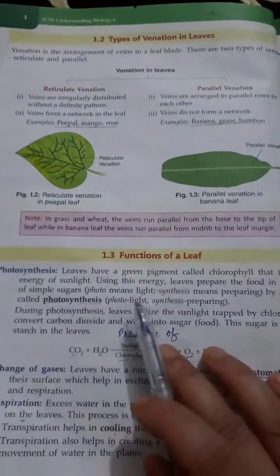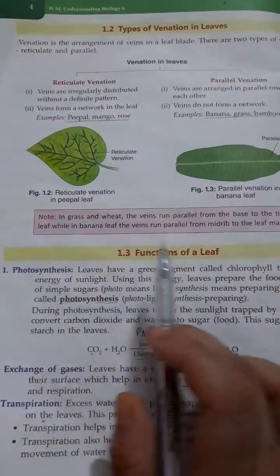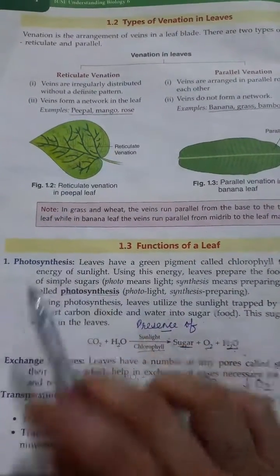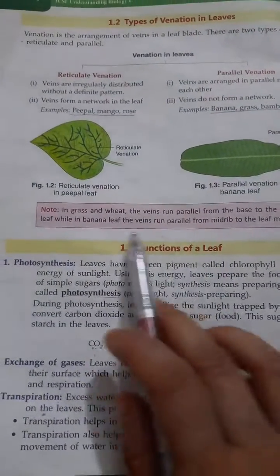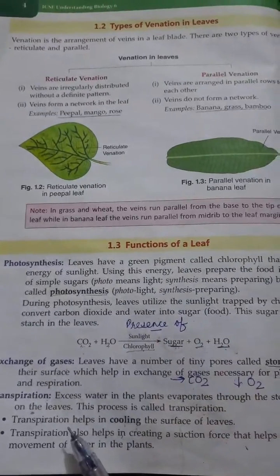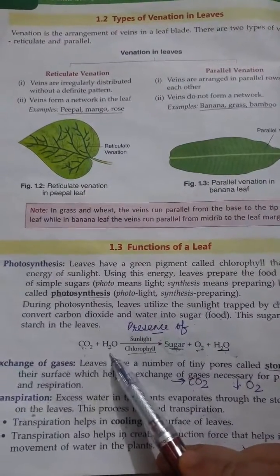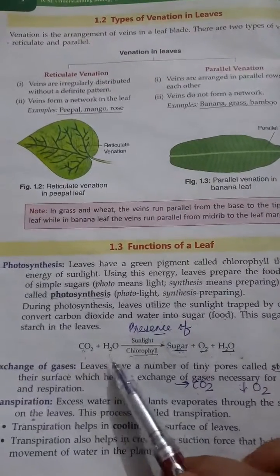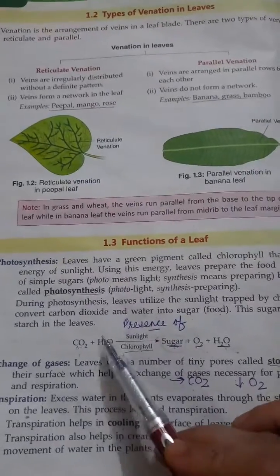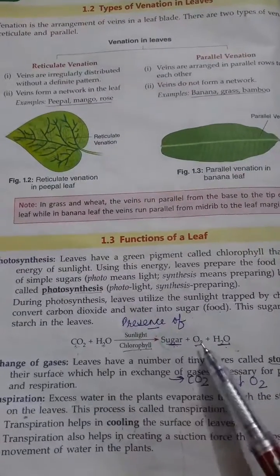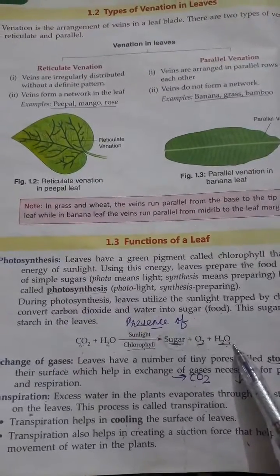Now come to the next part, that is the function of the leaf. As I already told you, the leaf helps in photosynthesis. Photo means light and synthesis means preparation, which means the leaf prepares the food for the plant. You know that the plant takes in carbon dioxide along with water in the presence of sunlight and chlorophyll, that is a green pigment. The plant prepares food in the form of sugar, and the byproduct is oxygen and water also.